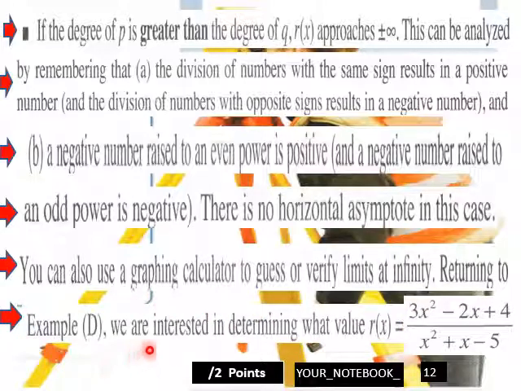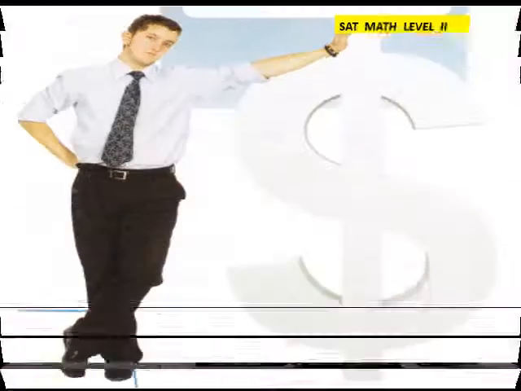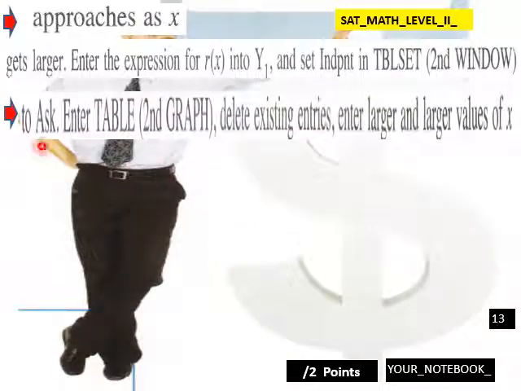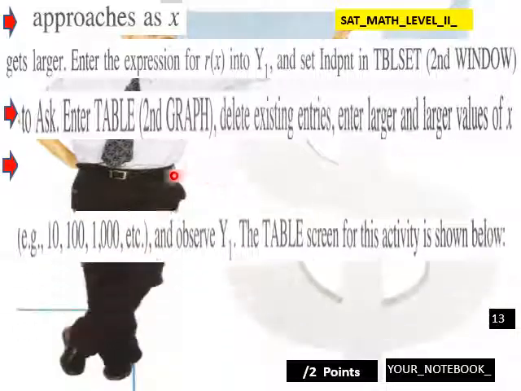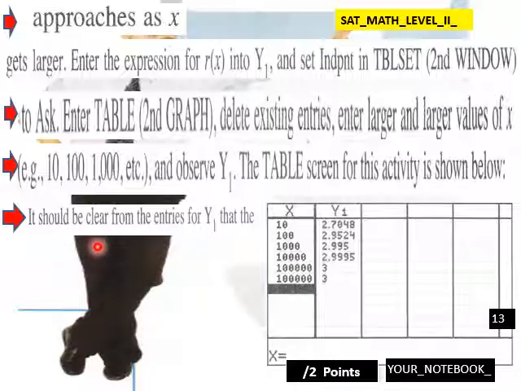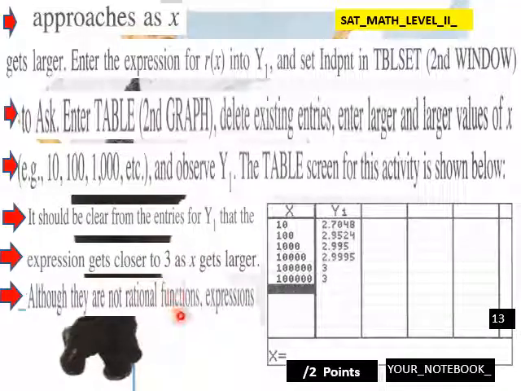Returning to example D, we are interested in determining what value r of x equals 3x squared minus 2x plus 4 over x squared plus x approaches as x gets larger. Enter the expression for r of x into y1 and set independent in table set, second window, to ask, and then enter table, second graph, delete existing entries, and enter larger and larger values of x. For example, 10, 100, 1000, and observe y1, which settles on 3. The table screen for this activity is shown below. It should be clear from the entries for y1 that the expression gets closer to 3 as x gets larger.